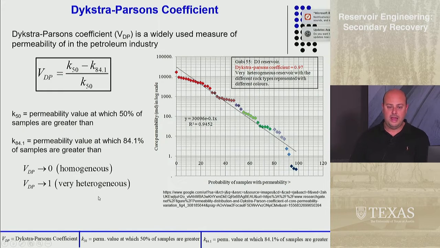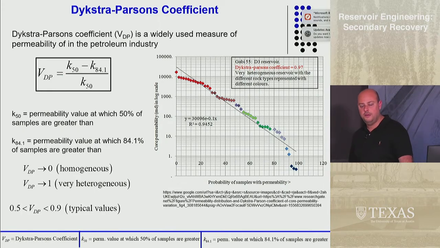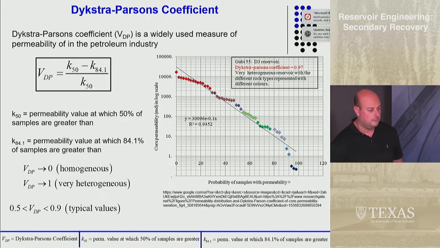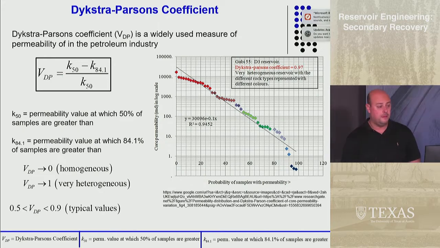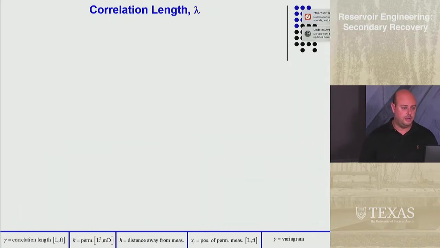Usually we don't have reservoirs in those two extremes. Typical values are 0.5 to 0.9. 0.5 is still pretty homogeneous. Maybe a loose gravel pack, a loose sand pack or something would be like 0.5. 0.9 would be a heterogeneous carbonate or something. Understand that. So the Dykstra-Parsons coefficient is a very common method for measuring heterogeneity.